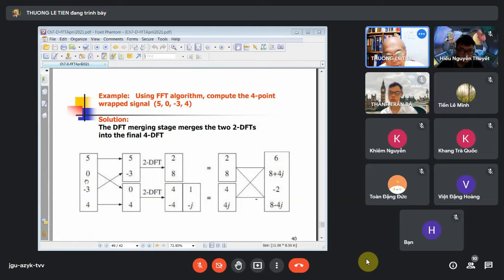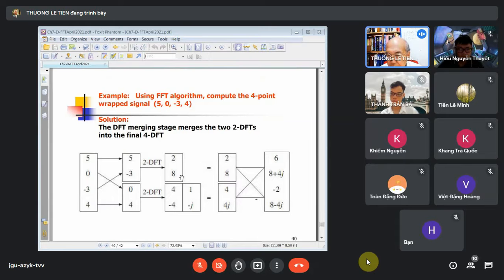Okay. So this one, we have a traffic signal. Make sure that you drop the signal to match the traffic signal with the same length. Shuffle it into the even group and odd group. When we get 2D signals, straightforwardly we can apply the results of the 2-point DFT. Okay, 5 plus 3, 5 minus 3. This one is the sum, this is the difference of the two time samples. Similar to this, we have 4 minus 4.